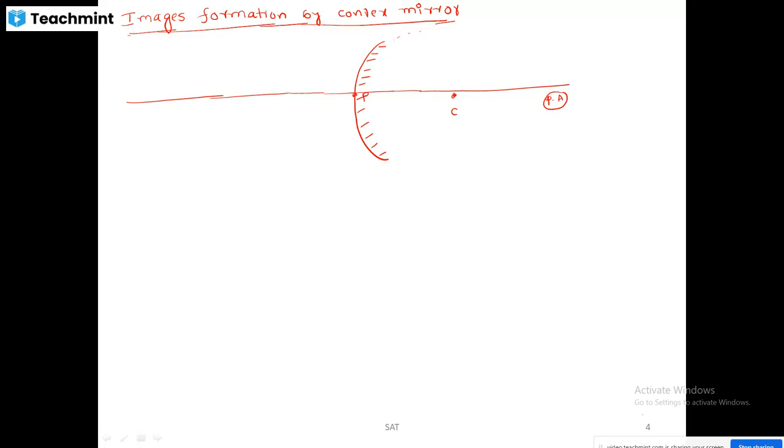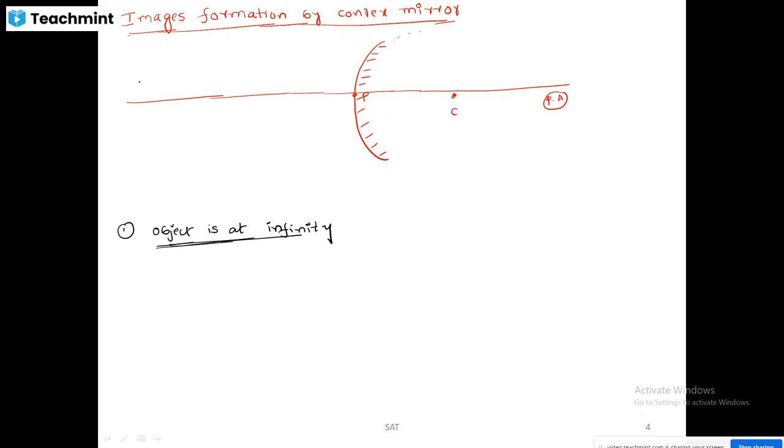Now, again, in this case also, we need to change the position of the object, then find out what the corresponding image is. For example, the first case, case number one, the object is at infinity. Whatever cases we took for the concave mirror, the same cases we'll take in this case also. Now, the object is at infinity.